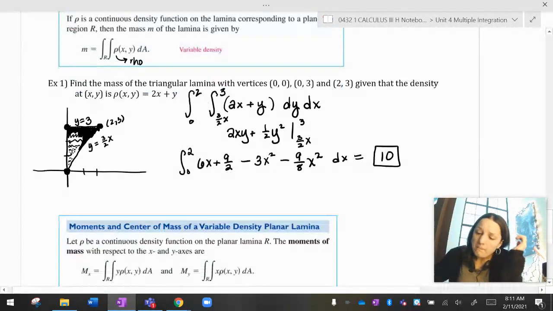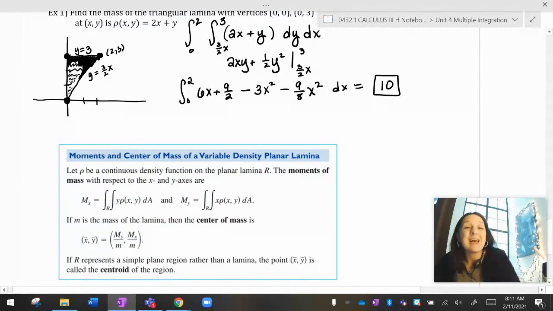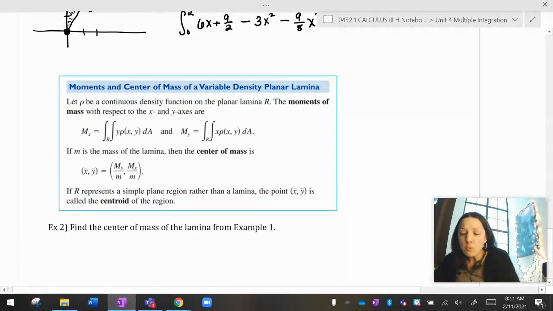Good for you. What if you wanted to balance that thing on your finger? What if you wanted to find the center of mass? If you want to find the center of mass, what you need to do is figure out how far from each axis your finger needs to be. So to figure out how far your finger needs to be away from the x-axis, you multiply rho by y and then reintegrate.